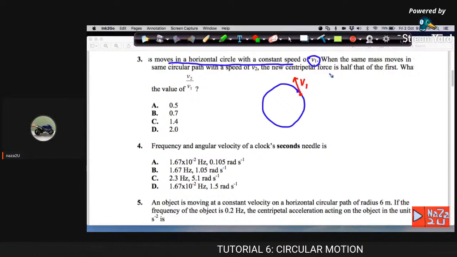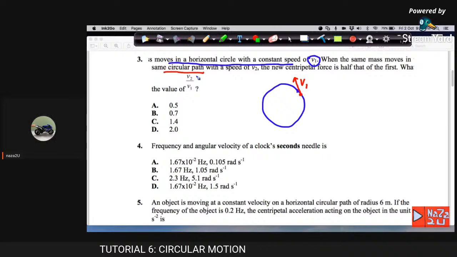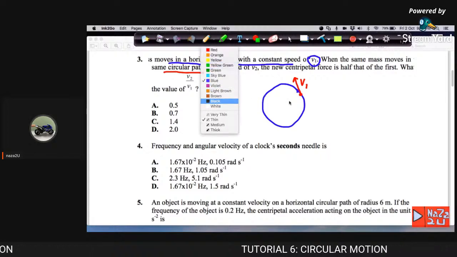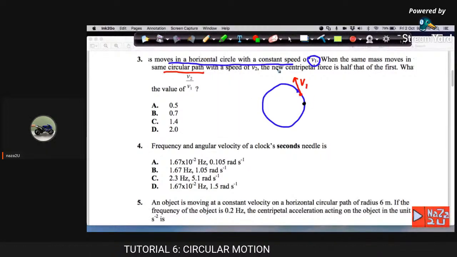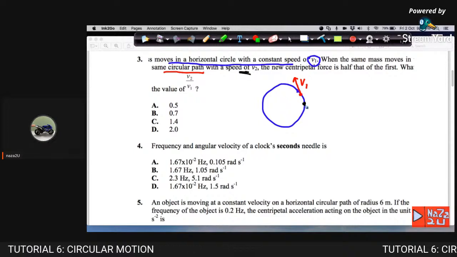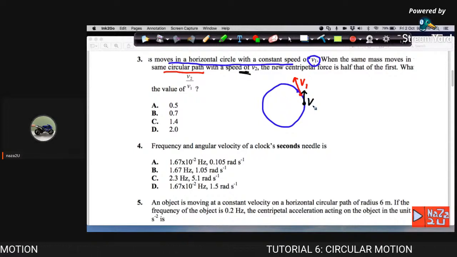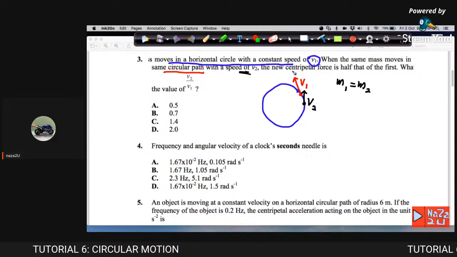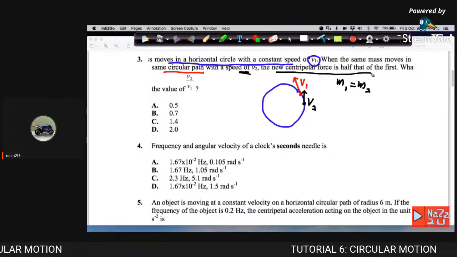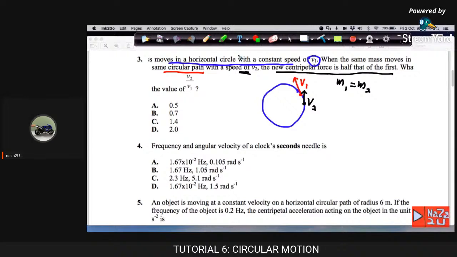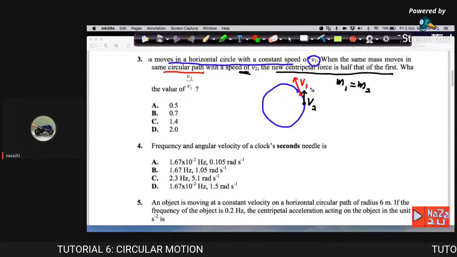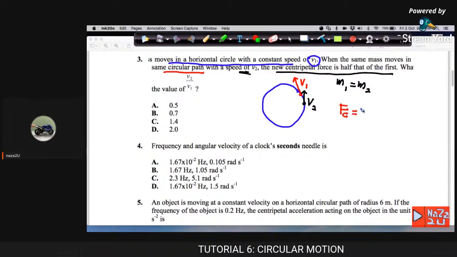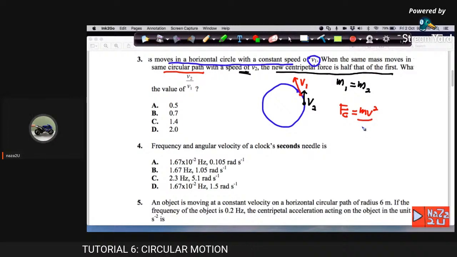When the same mass moves in the same circular path, let's say the second mass, I use a black color here. The second mass has a speed v2, but it has the same mass, meaning m1 is equal to m2. But the new centripetal force is half of the first. In circular motion, the equation for centripetal force Fc is equal to mv square divided by r.